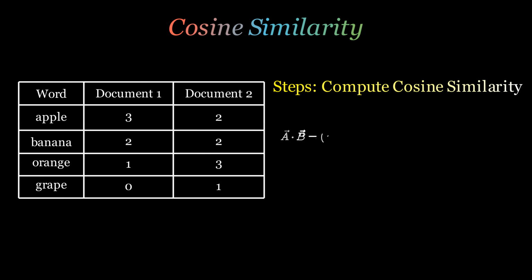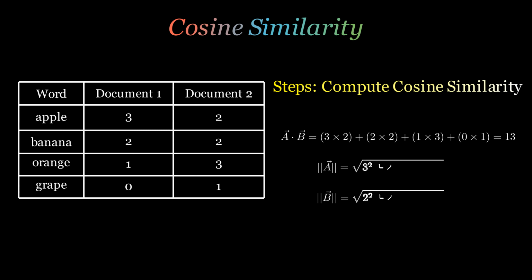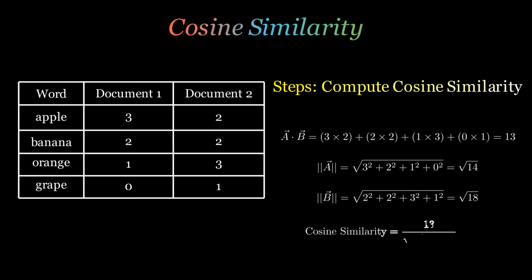First, we calculate the dot product of the two vectors. This is done by multiplying corresponding elements and summing the results. Next, we calculate the magnitudes of both vectors. The magnitude is the square root of the sum of the squares of the vector elements. Finally, we compute the cosine similarity by dividing the dot product by the product of the magnitudes. The result is approximately 0.86.